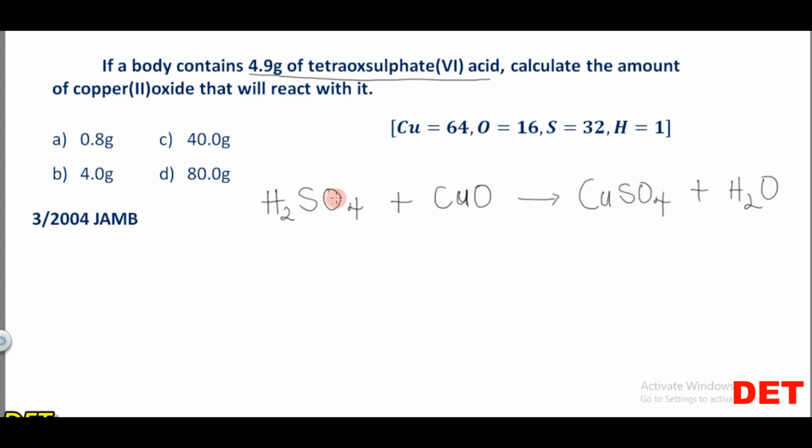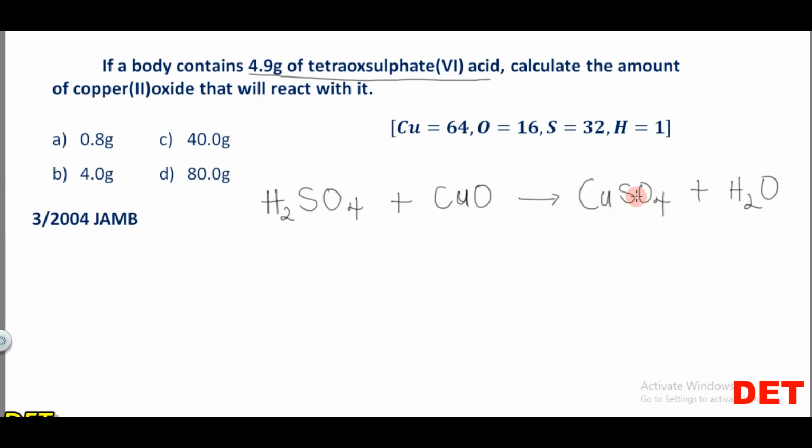That's balanced. We have 4 oxygen here, 1 oxygen here, making it 5 oxygen, and 4 oxygen here, 1 oxygen here, 5 oxygen. So the oxygen on both sides of the equation are balanced. Then we have 1 copper here, 1 copper here. So this equation is balanced. This is a balanced chemical equation.